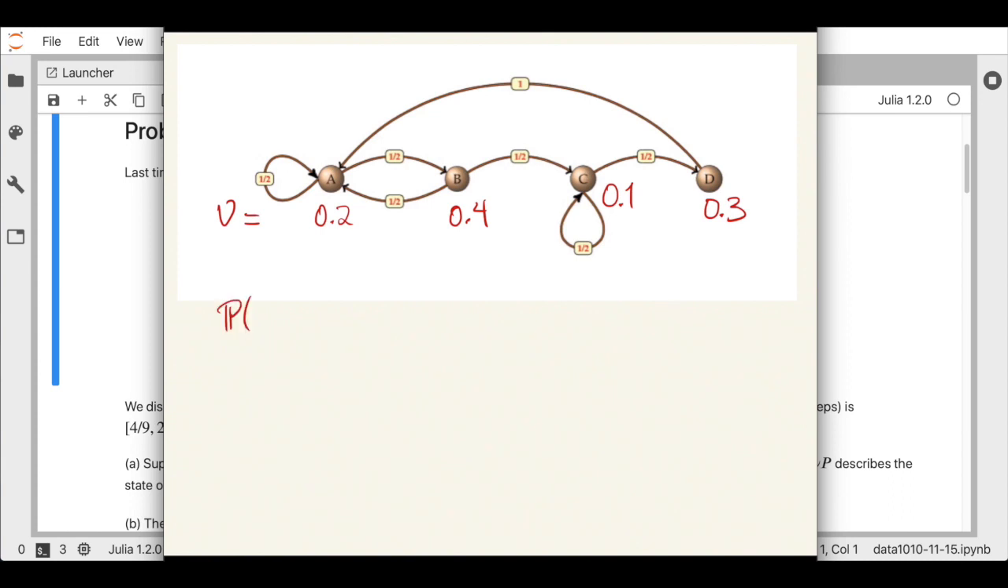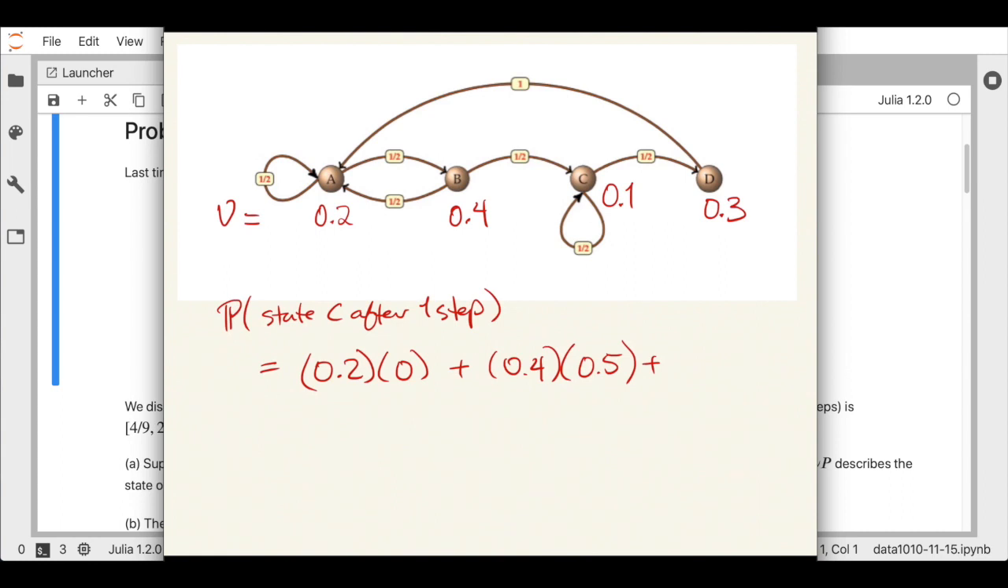So for example, my probability of being in state C after one step is going to be the probability that I started at A and then went to C on that step, which is going to be 0.2 times 0 since I can't step from A to C in one step, plus the probability that I started in B and then happened to step to the right, plus the probability that I started at C and then performed a loop step, plus the probability that I started at D and took a step to C.